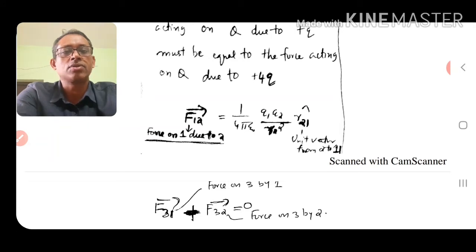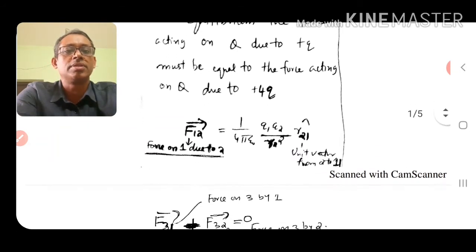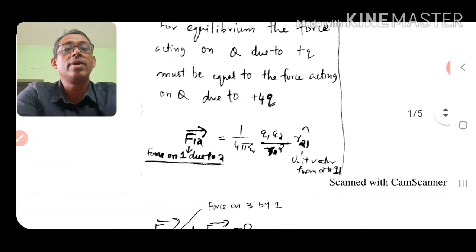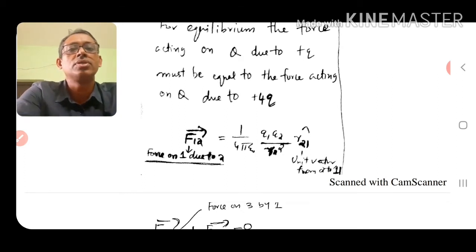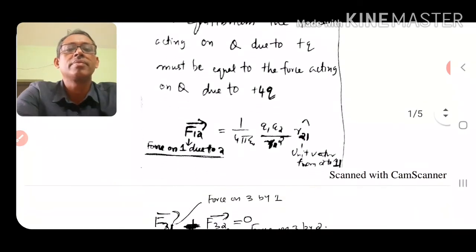R is the distance between them, and this r21 is a unit vector that shows the direction of the force. It is from 2 to 1. F12 is the force acting on 1 due to 2, and R21 is a unit vector directed from the second charge to the first charge.